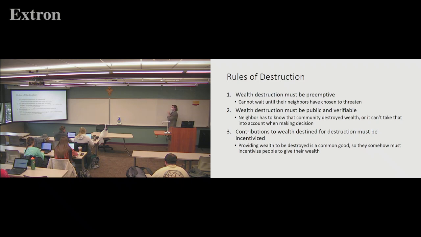However, we need certain rules that have to be followed in order for this to make sense and for this to actually work. So first, the wealth destruction must be what we call preemptive. If your neighbors have chosen to threaten you, the next community is marching, they're right outside your gates, you can't then destroy your property. It's going to be too late. So you've got to do it before the harvest, before you know how well you've actually done, and before your neighbors know how well you've done. You have to commit to it ahead of time.